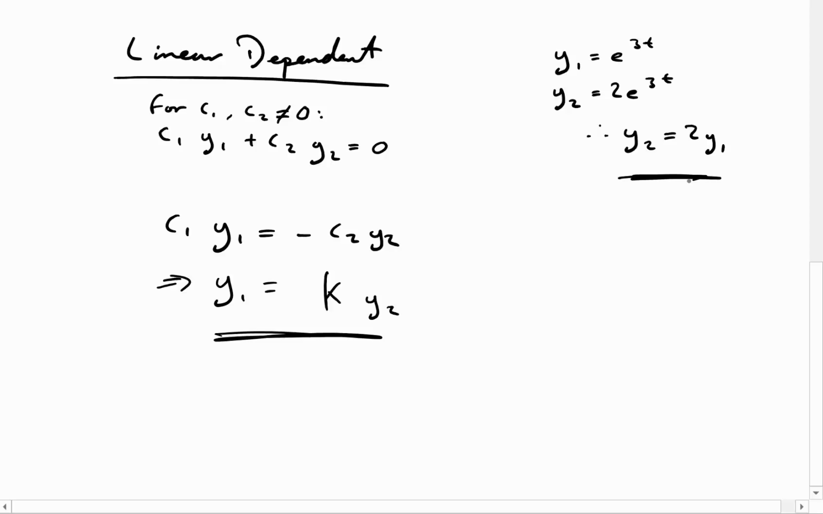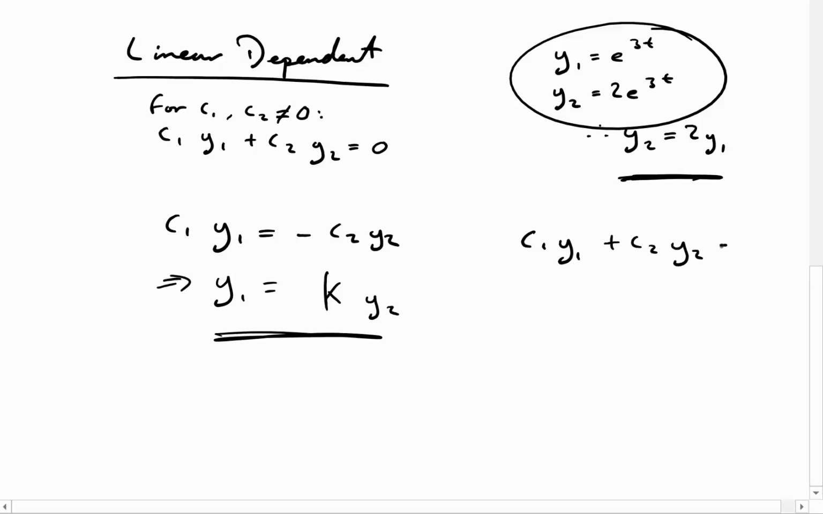So if you wanted to use this example to see if it satisfies that, which it should, because I've shown that they're linearly dependent by this. So let's have a look. We've got C1y1 plus C2y2 equals 0. Let's replace y1 with e to the 3t and y2 with 2e to the 3t. So we've got this plus this. Let's do a little bit of rearranging. Actually no, let's just divide through by e to the 3t. Of course, that's the obvious thing to do.